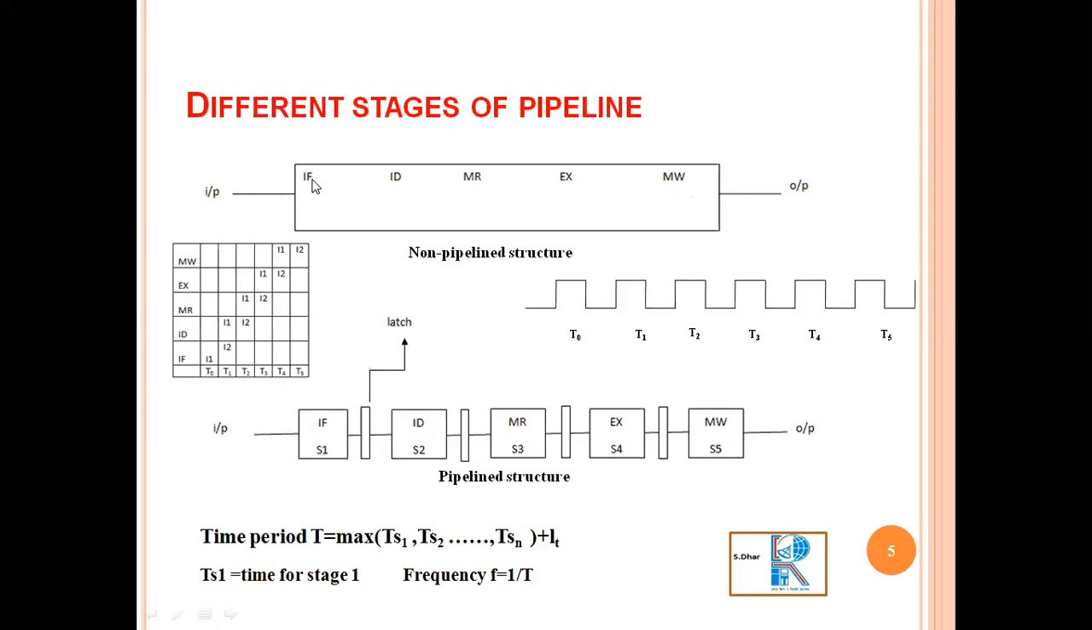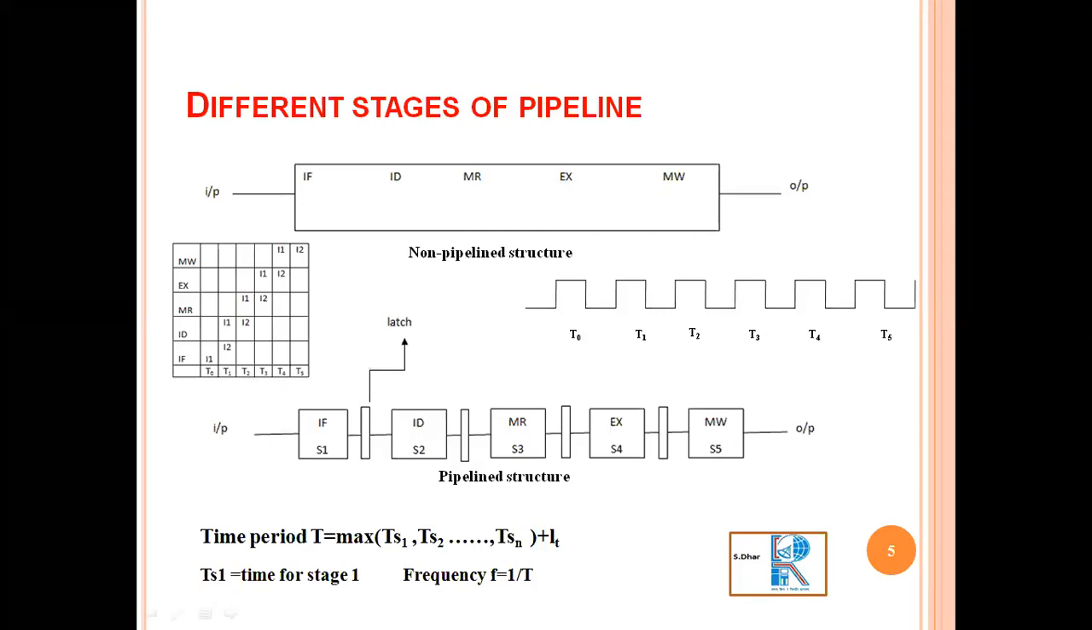That means this stage's time for the IF plus time for ID plus time for MR plus time for EX plus time for MW. Suppose there are 2 instructions. That means first one instruction will be completed, then another instruction can start. If I use a non-pipeline structure, one instruction will end, and after the completion of that instruction, another instruction can start.